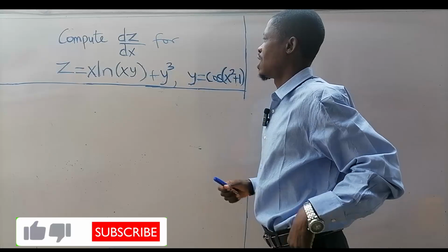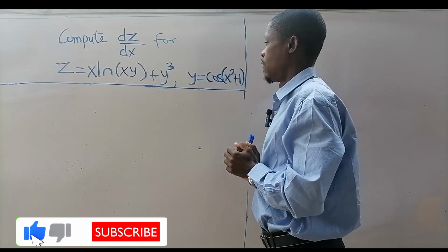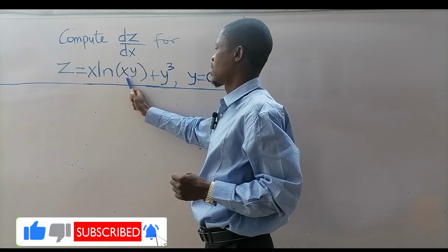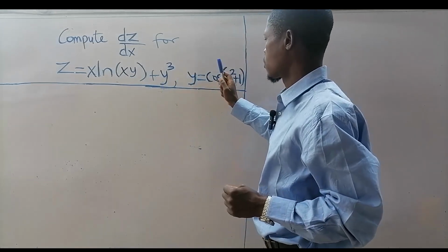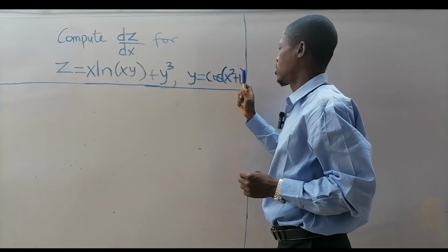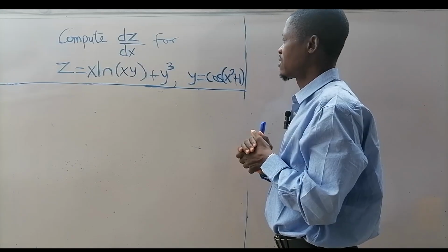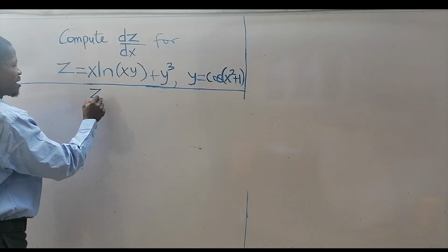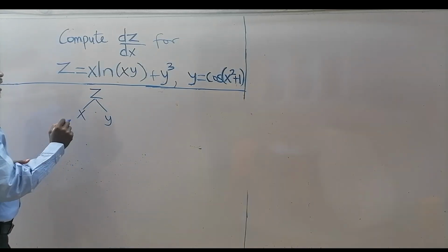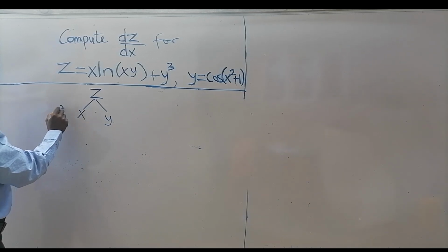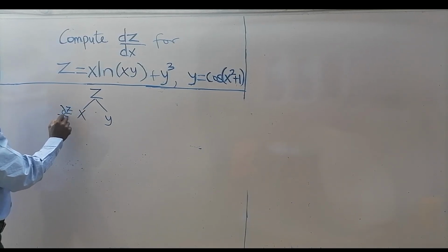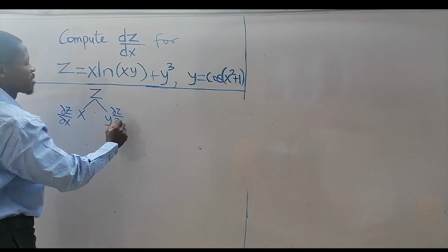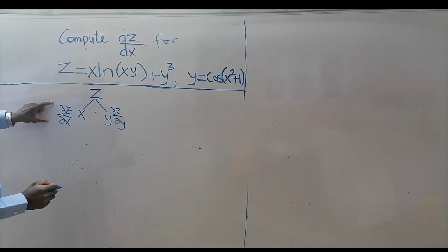Okay, compute dz/dx for z equal to x ln(xy) plus y cubed, and y equal to cos(x squared plus 1). In this case, what we're going to do is simple. The z is a function of two variables. So in that case, we can have ∂z/∂x and ∂z/∂y. So let's quickly get those two values.